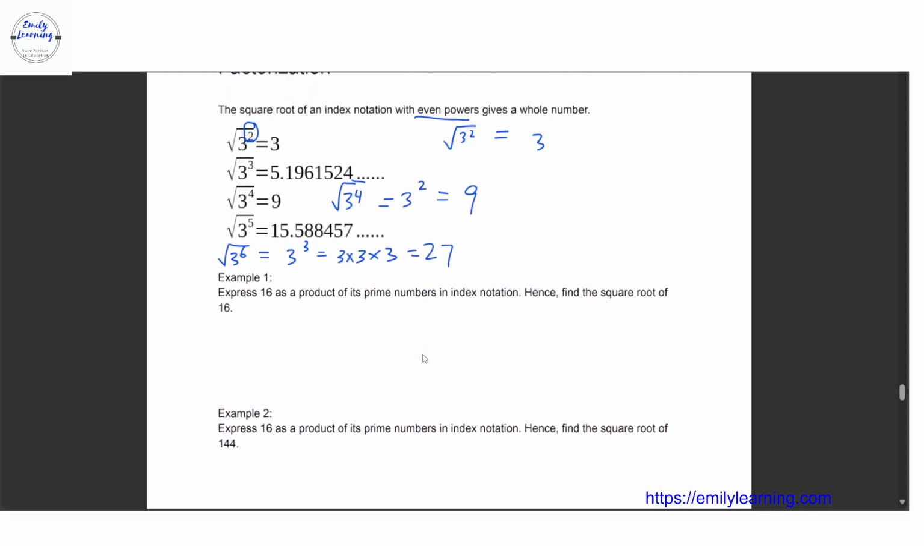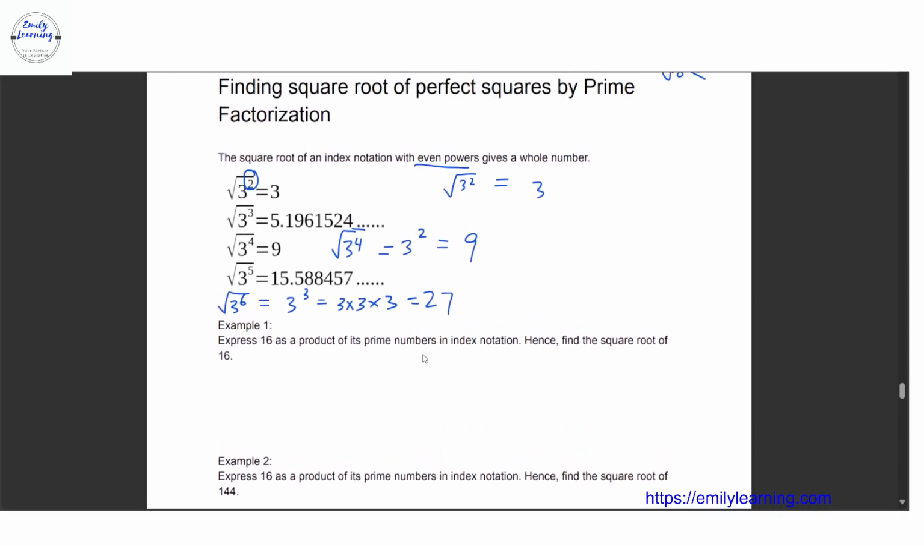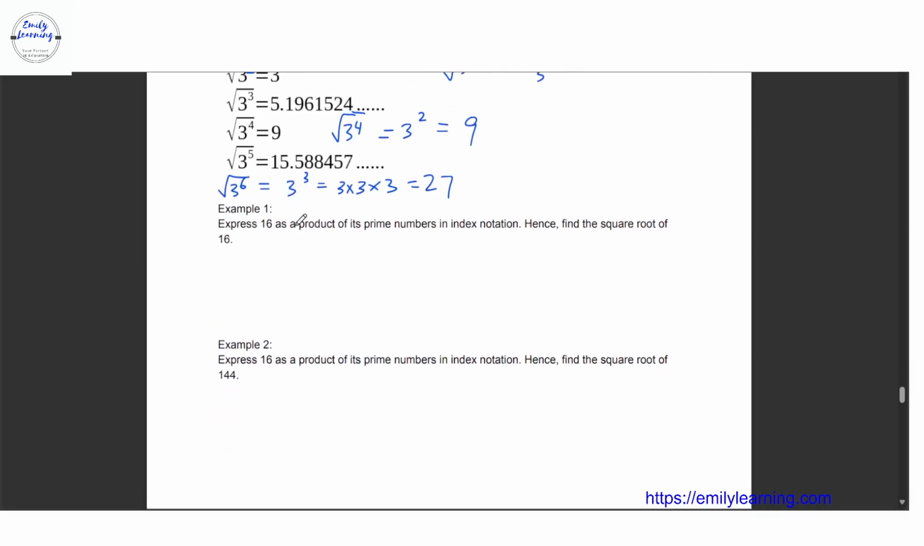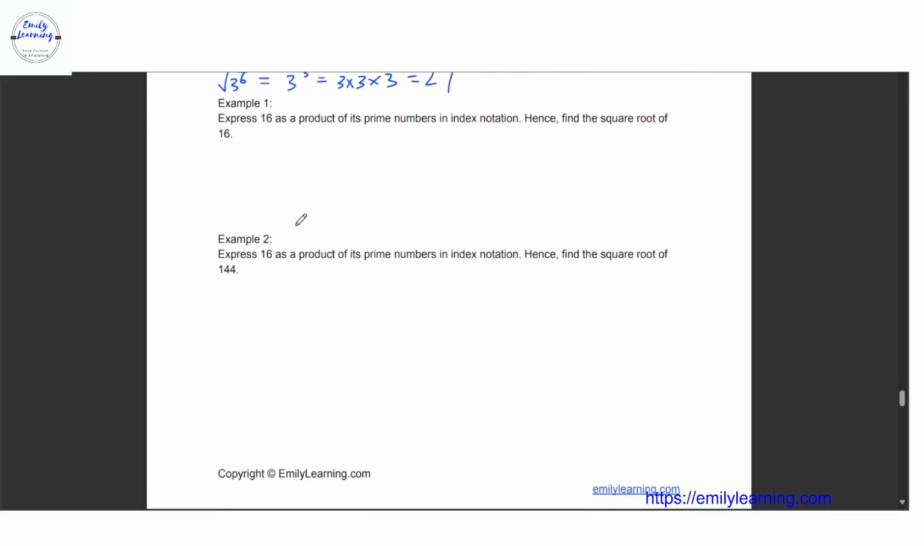Now, since we have talked about the square roots, let's take a look at how you can find the square root of a perfect square by prime factorization. To do so, I'll make use of an example. So now let's take a look at example 1. You're asked to express 16 as a product of its prime numbers in index notation and hence find the square root of 16. So first, let's express 16 in index notation.